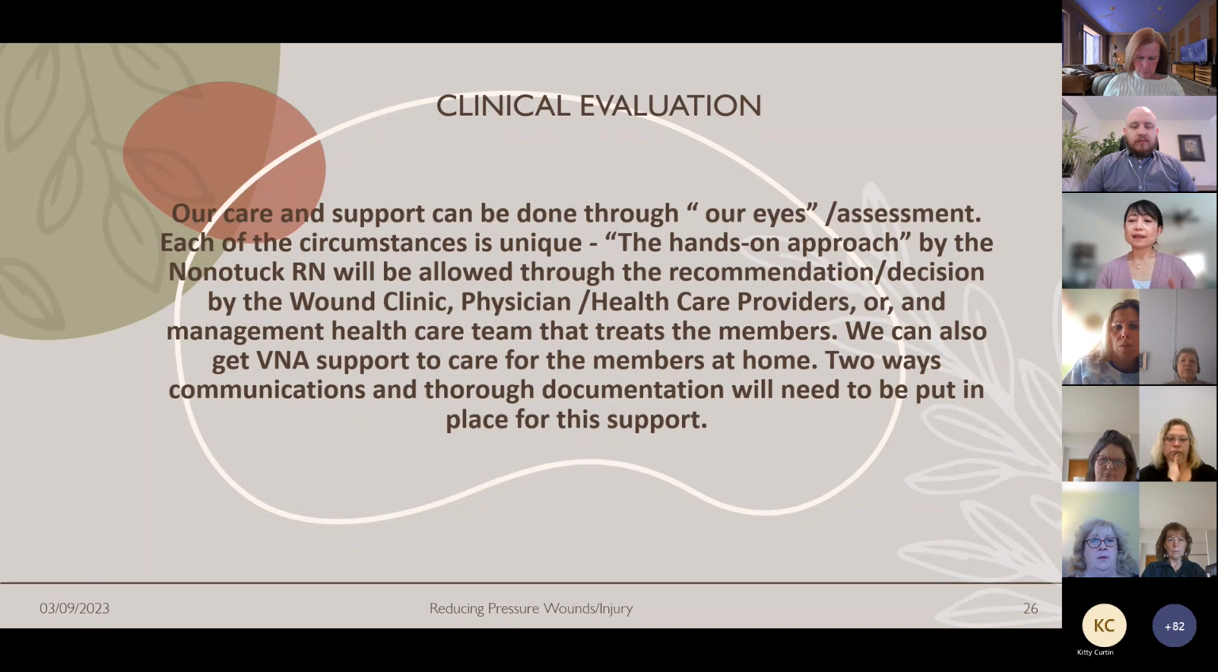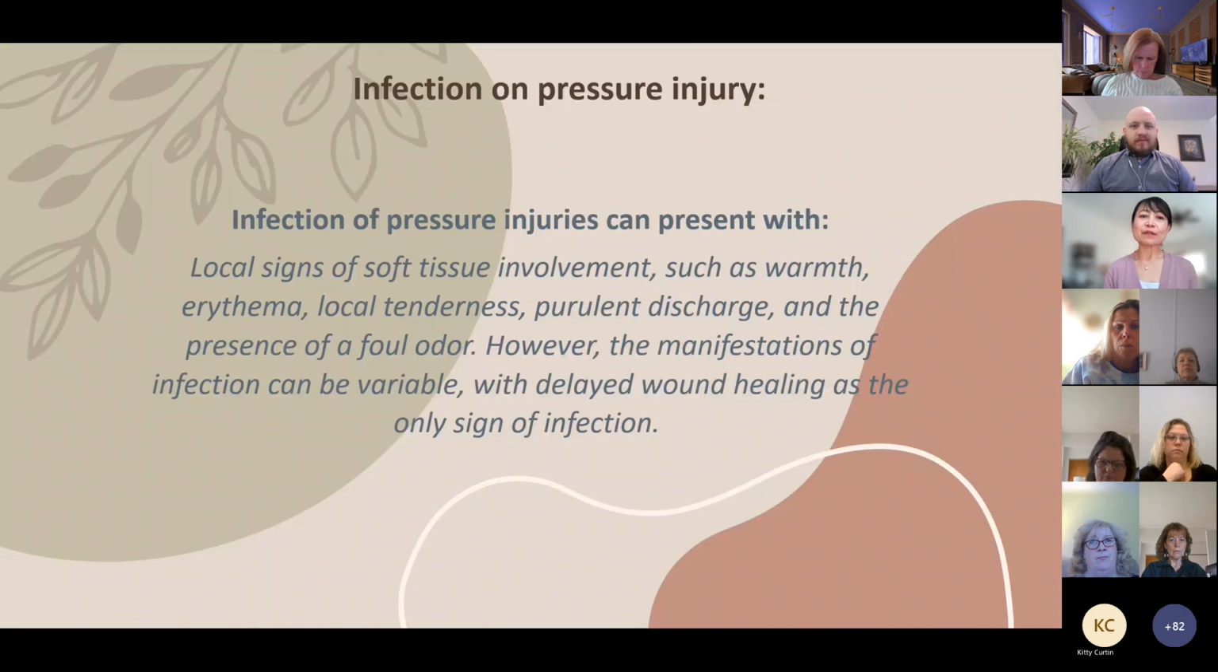This seems redundant, but it is very important, so that's why I put it back in here. Infection or pressure injury can present with all these things. So you can read this to make it fast. It's already 56 minutes. Local signs of soft tissue involvement, such as warmth, erythema, local tenderness, purulent discharge, and the presence of foul odor. These are all the signs that you can look for infection. Next.